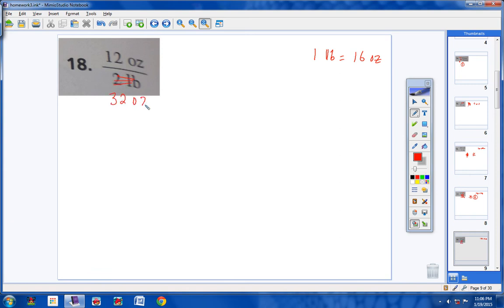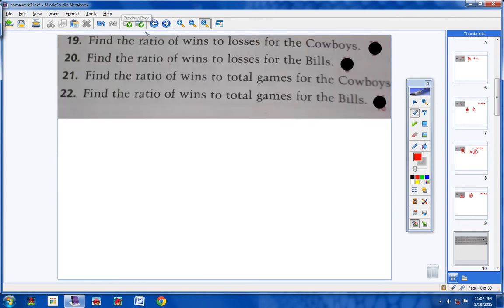Okay, and now let's simplify this. Let's see, 4 would go into both of these. 4 goes into 12 3 times, and 4 goes into 32 8 times. So 12 over 32 reduced is 3/8. Okay, 3/8. All right, moving on to numbers 19 through 22.